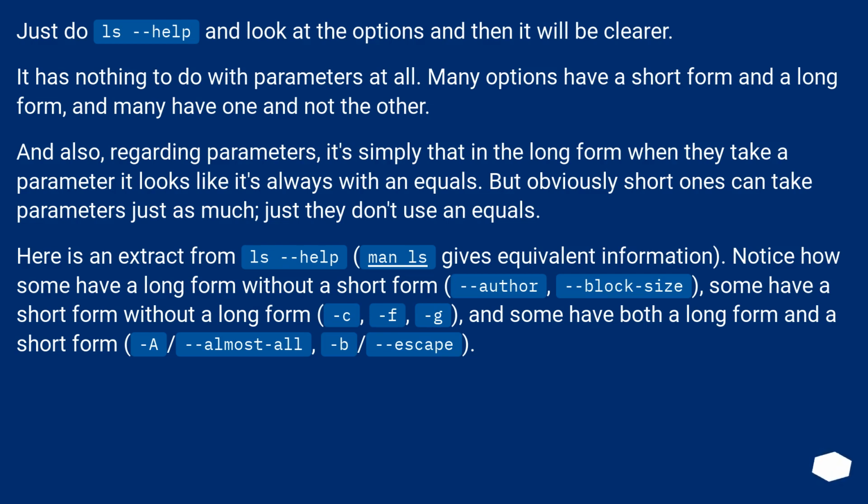Here is an extract from ls --help, man ls gives equivalent information. Notice how some have a long form without a short form, --author, --block-size, some have a short form without a long form, -C, -F, -G, and some have both a long form and a short form, -A/--almost-all, -b/--escape.